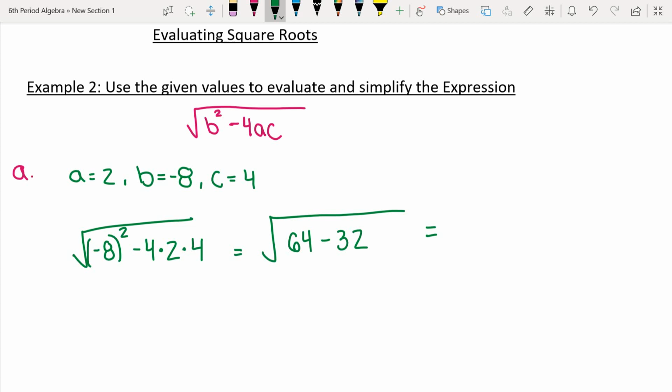From here, I just do my subtraction. So 64 minus 32 is 32. So right now I have the square root of 32. You are not done until you check the factors of 32.